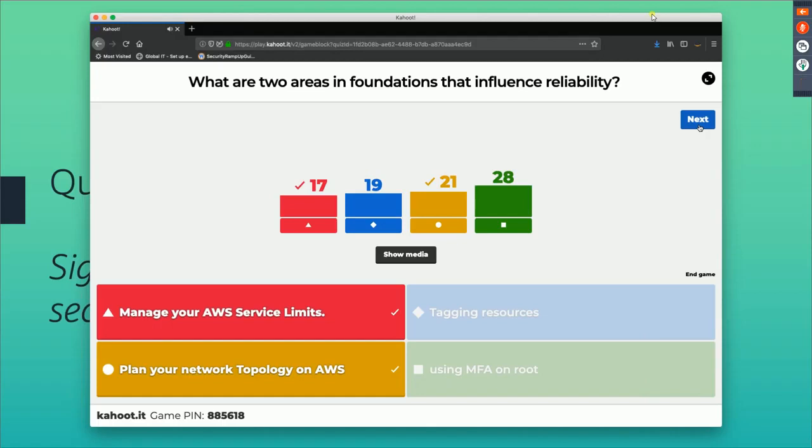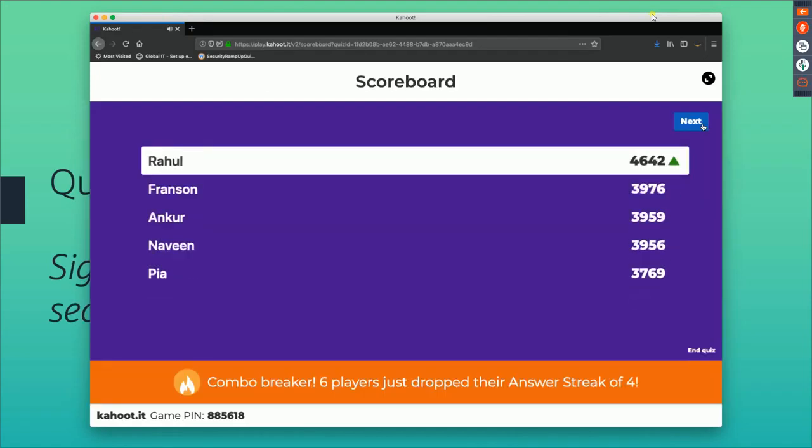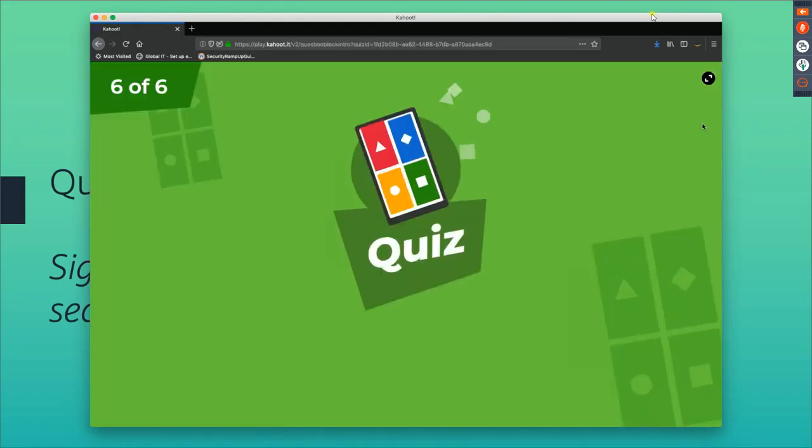Great. And people got it correct. Yes, you need to make sure that you're able to set your service limits properly and get your network topology correct. I will quickly talk about service limits. Yes. Oh, great. We have got Rahul coming in. Nice. And Ransom. Last question coming in.